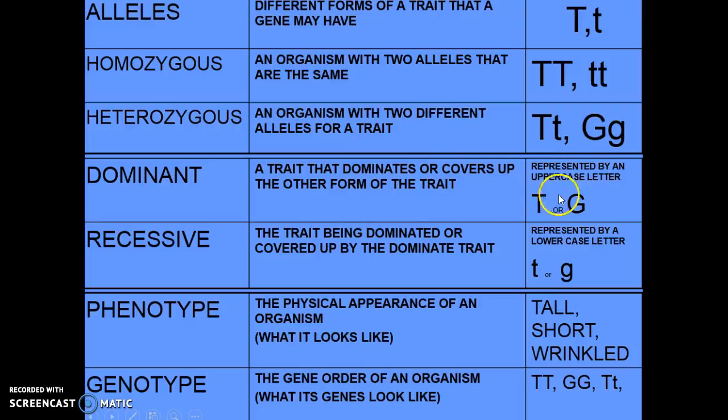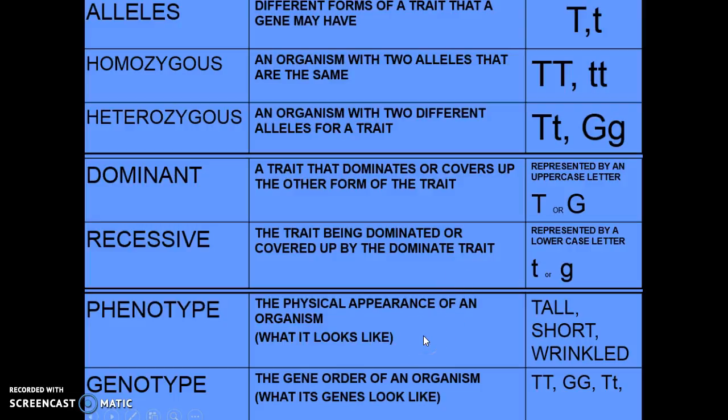It's represented with the uppercase letter. Recessive traits, we've gone over the recessive traits. Recessive traits are dominated or covered up by the dominant trait, and they're represented by a lowercase letter. But if you have two lowercase letters, that's when the trait is expressed.